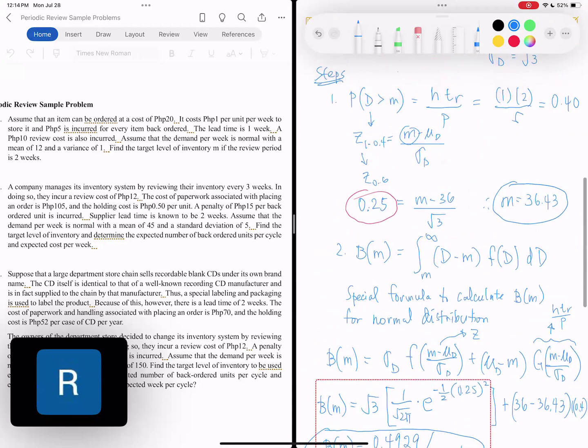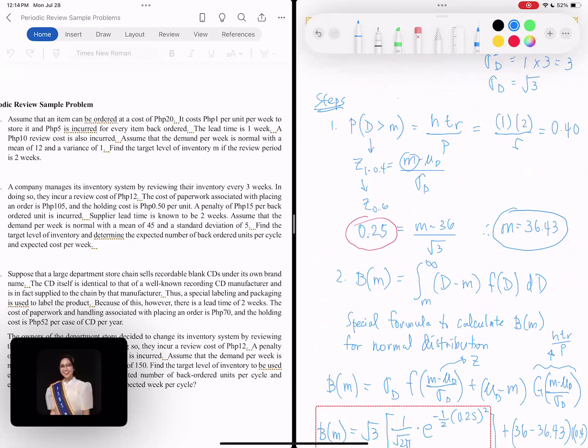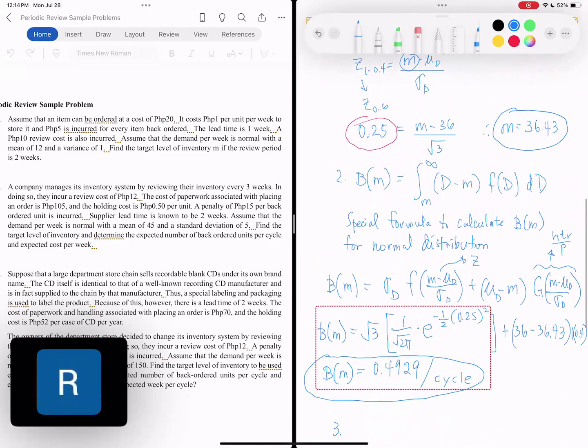Sir, for me, the BM there is 0.4977 if you substitute. When you substitute, it's 4977. In the PowerPoint it's 4929. Okay. So 4977. Let's make the correction there.